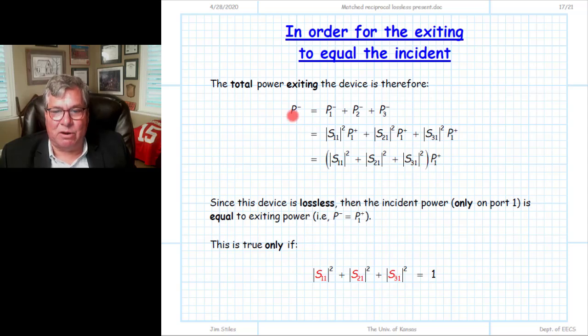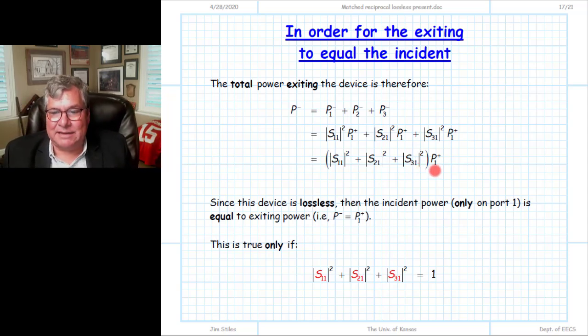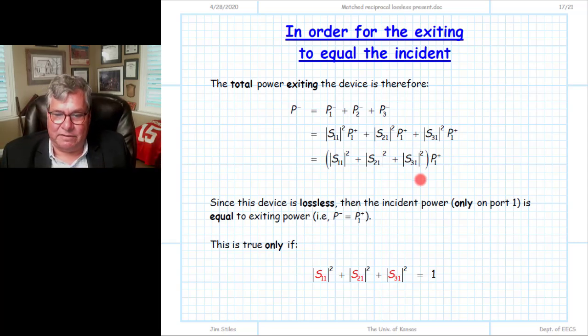The total exiting power from a device is simply the incident power, the lone incident power for this experiment, times the magnitude squared of each of the scattering parameters associated with that first column, in this case the column that has the incident power. That is the magnitude of that first column. We went through and talked about this. This is the value of the dot product of that first column with itself, with the complex conjugate on there. And if the device is lossless, by conservation of energy arguments, that must be equal to 1.